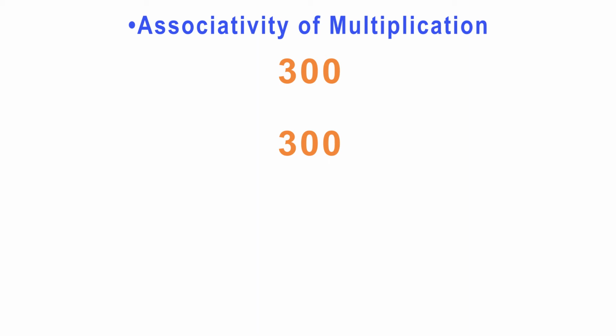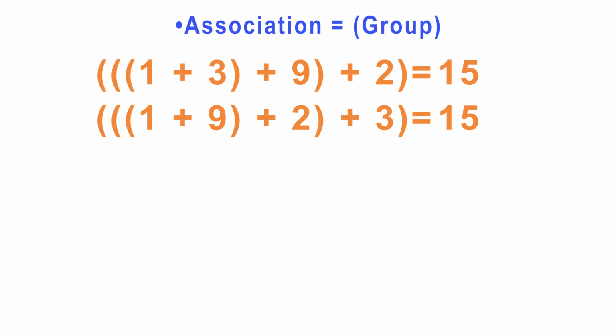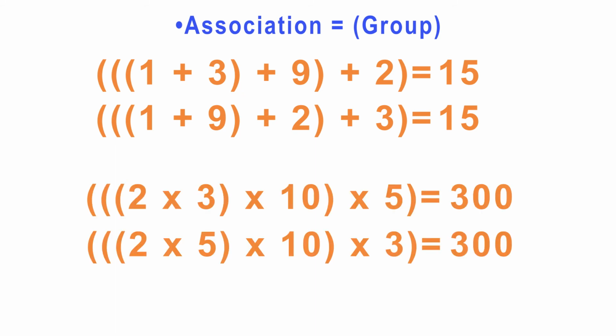This property is called associativity of multiplication. Association means group. This associative property implies that any two numbers can be added or multiplied in any pair when a lot of them are being added or multiplied.